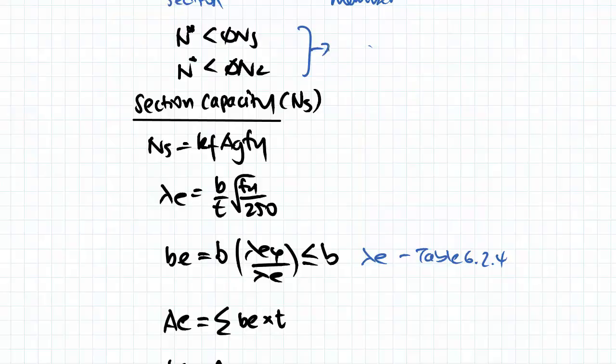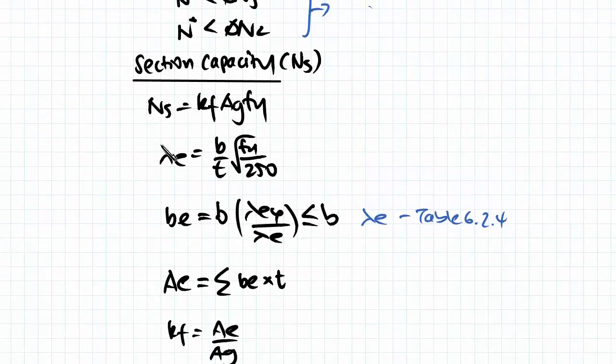So moving on to our section capacity first, we'll always solve that first in any given question. So Ns is equal to kf Ag fy. Ag and fy can be easily drawn from the OneSteel tables, but kf sometimes we might need to solve manually. kf is also in the OneSteel tables, but depending on the shape and the question given, you might need to solve it manually. So if you need to solve it manually, your first step is to find the plate slenderness.